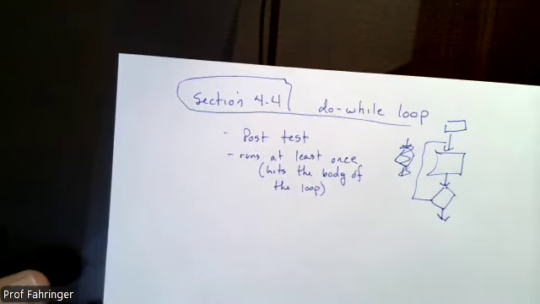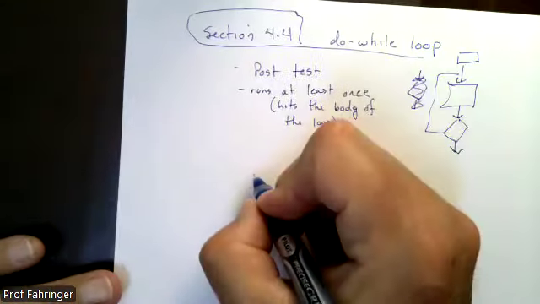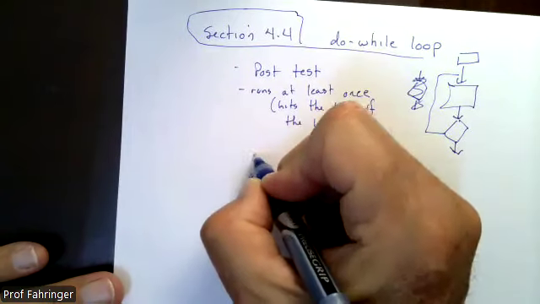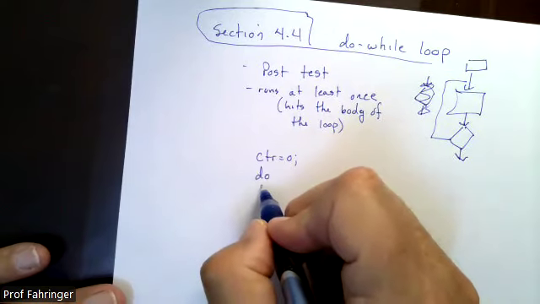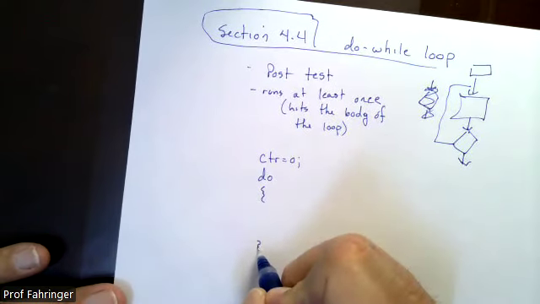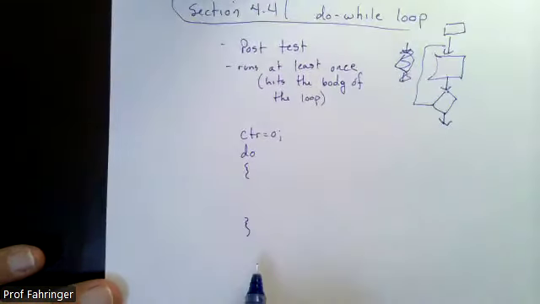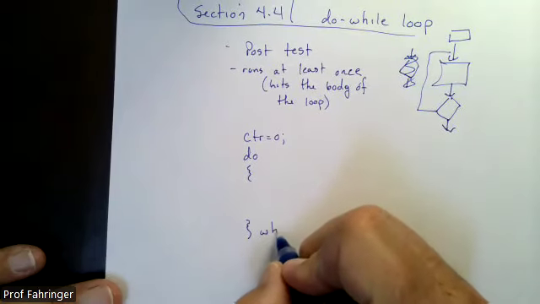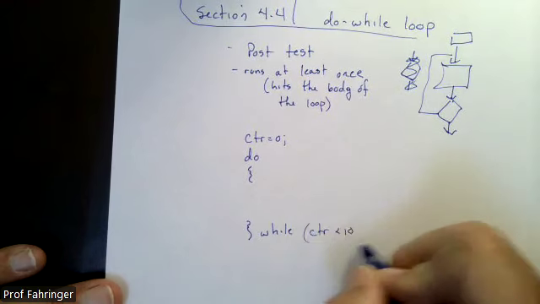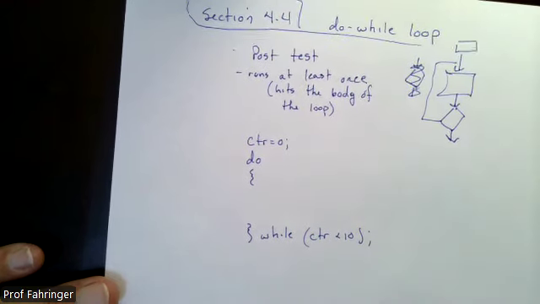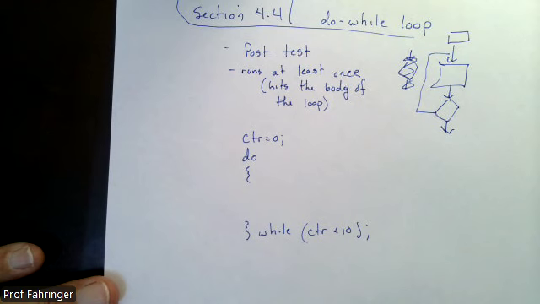All right, so let's see what we got. An example of a do while loop. Do counter equals 0. Do, what are we going to do? All of this. While counter is less than 10. That's something I'm going to need in there. I'm missing one thing, aren't I?